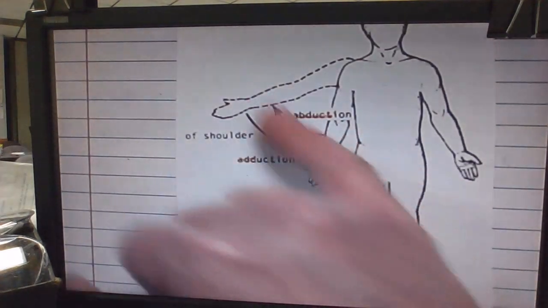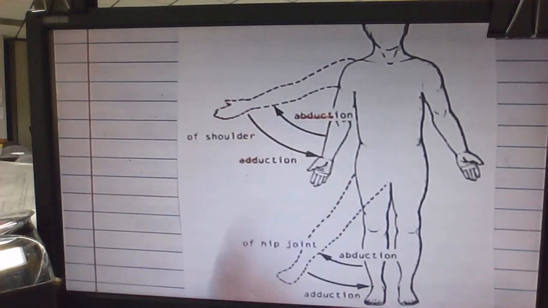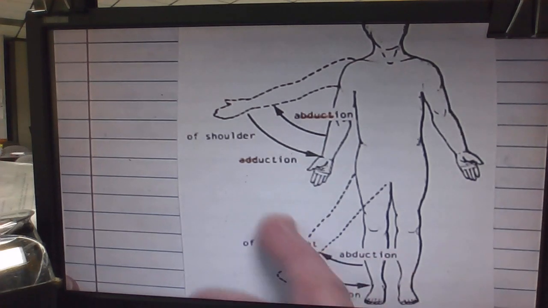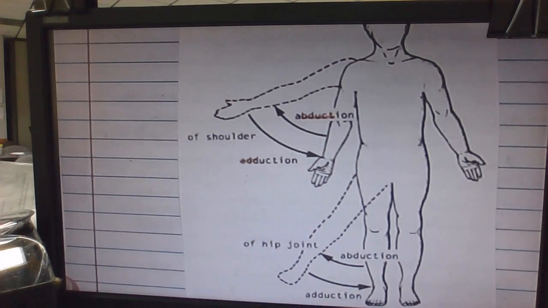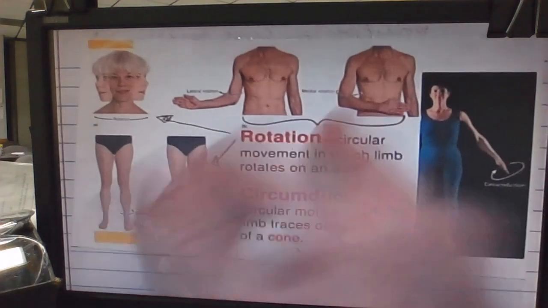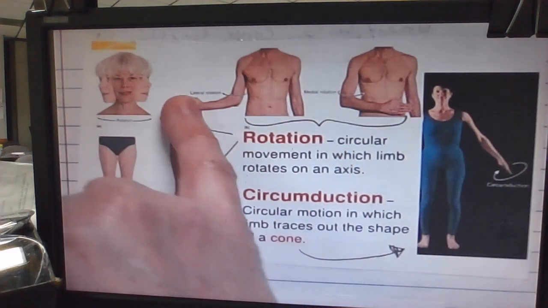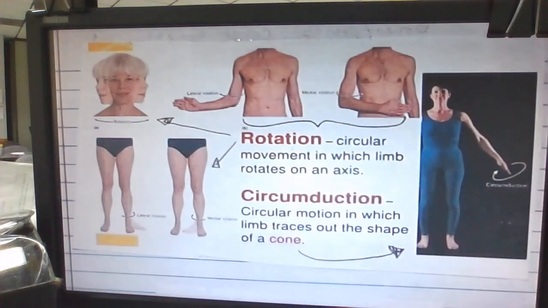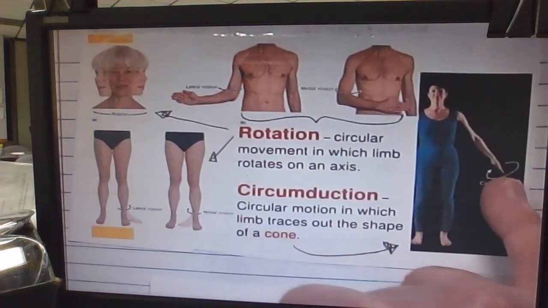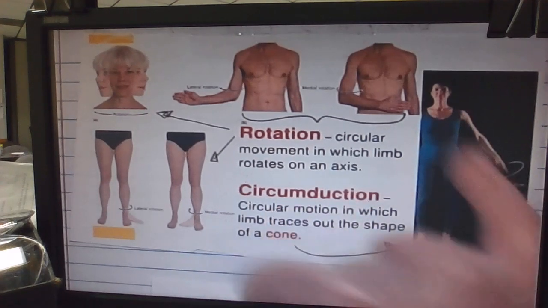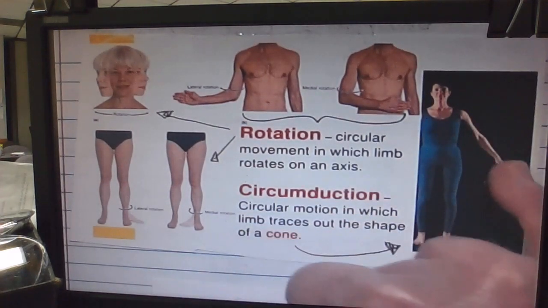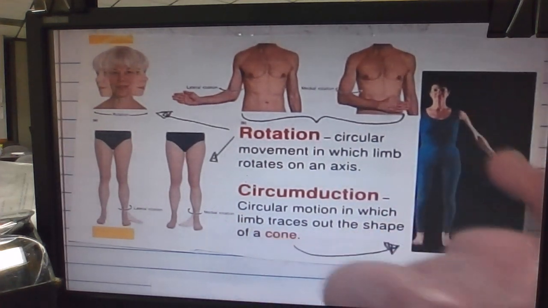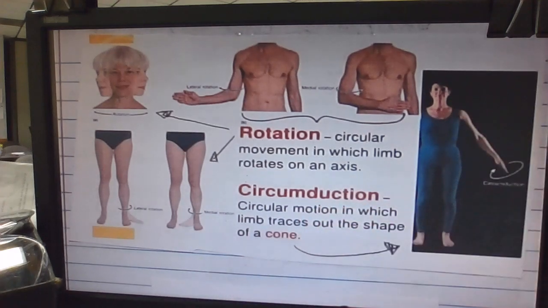Abduction, moving away. Adduction, moving toward. This is the hip joint, so we can do it with the leg as well. Abduction, move it away. Adduction, move it toward. Rotation, if you're holding your hand at a 90-degree angle, and you keep that angle and move it out, move it in, that's rotation, a circular motion. Circumduction is when you trace out a circle with that limb, kind of like a cone shape.